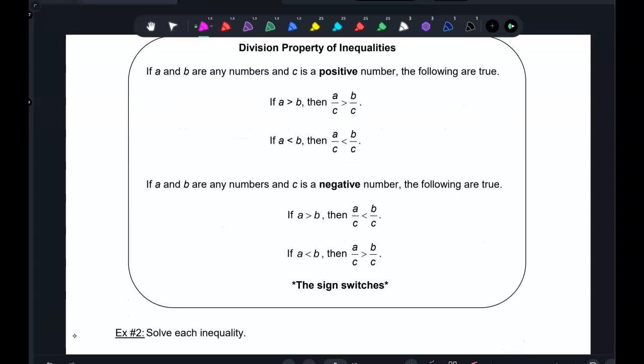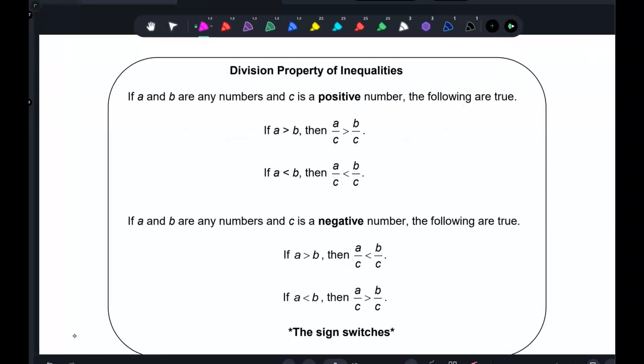Okay. Now we're going to do division. And like I said, if we finish early, we should be able to get most of the homework done. So if it's a positive number, the sign stays the same. An example would be if I have 2x is greater than 8. If I divide both sides by 2 to isolate the variable, it stays greater than, just like with multiplying when we have a positive number.